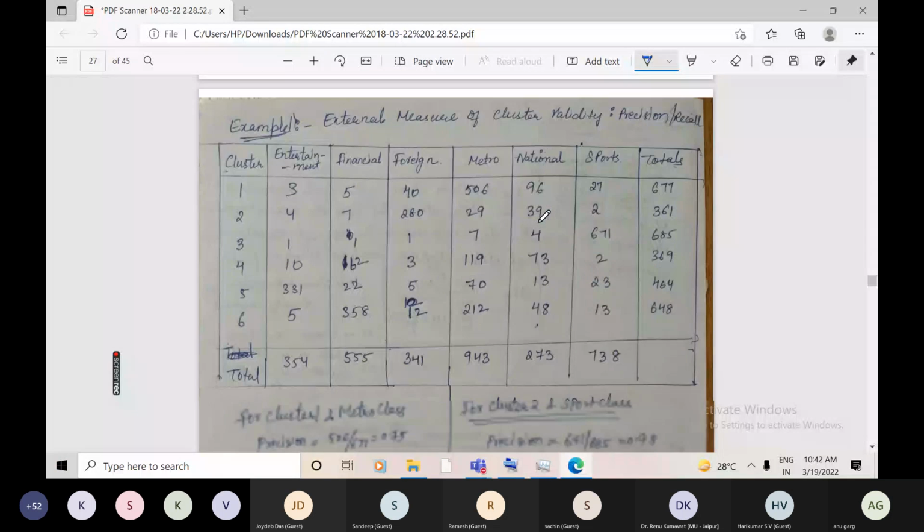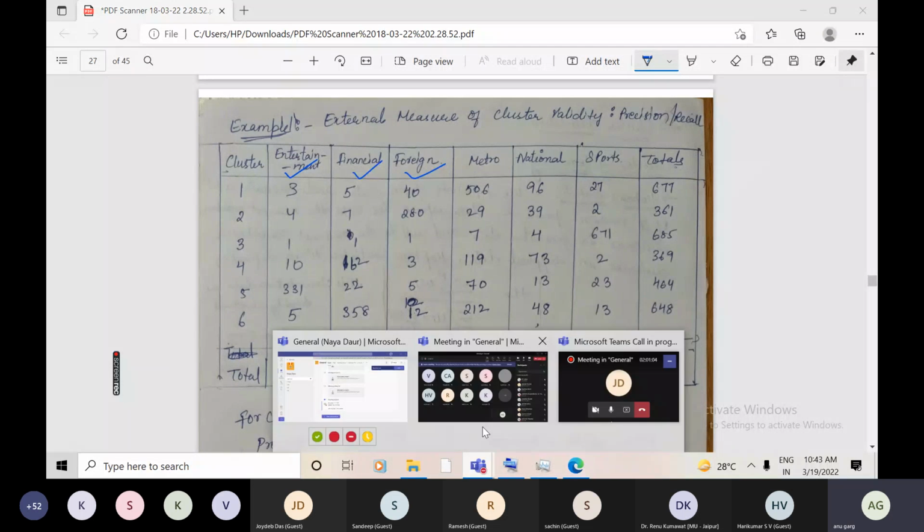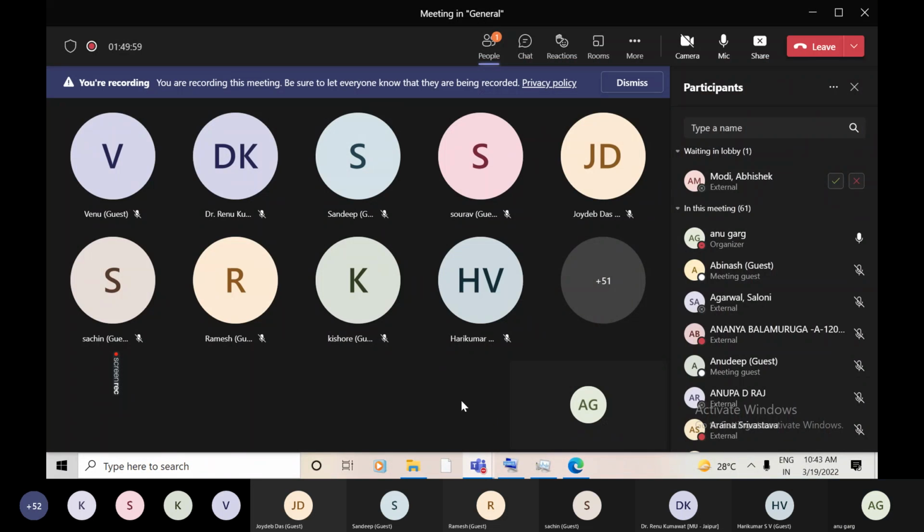So this is how it is given. Okay, this table is given. So here, I'll first explain what this table is. These are all the classes. Okay. I got disconnected again.